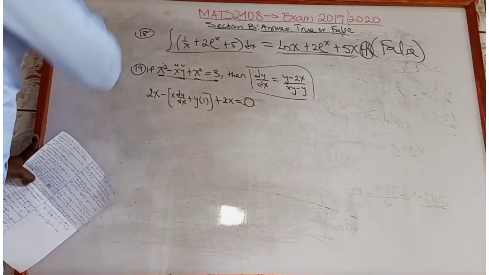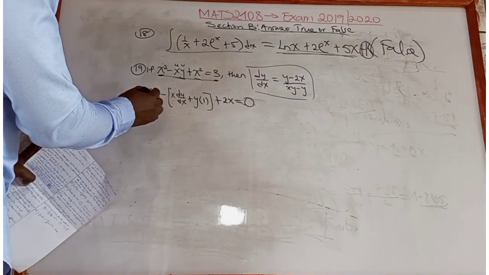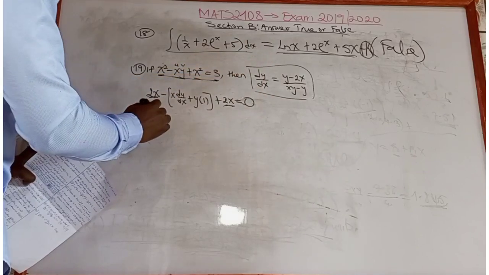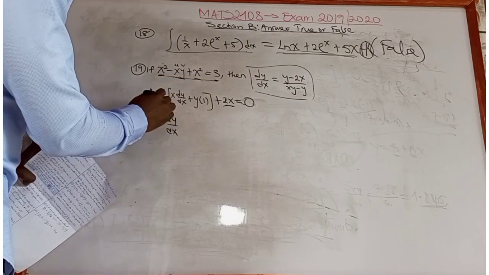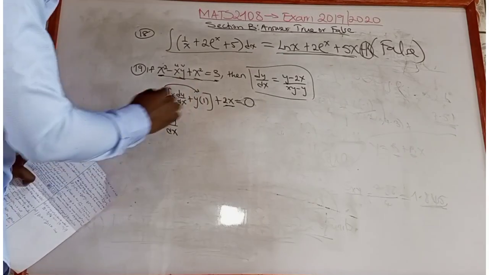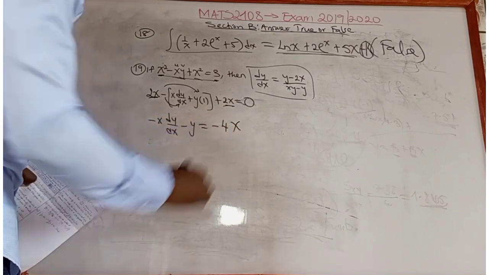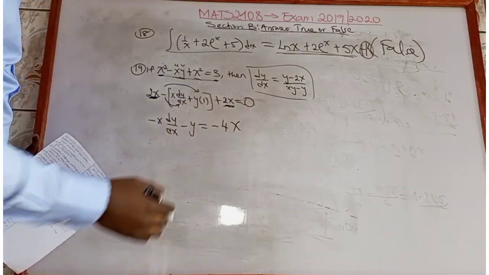Now, our interest here is to make the x the subject. We have here 2x and 2x. It gives us 4x. We take it across. We have negative dy by dx. If I expand this bracket, you understand? It gives us negative y is equal to negative 4x by taking the sum of these two across.